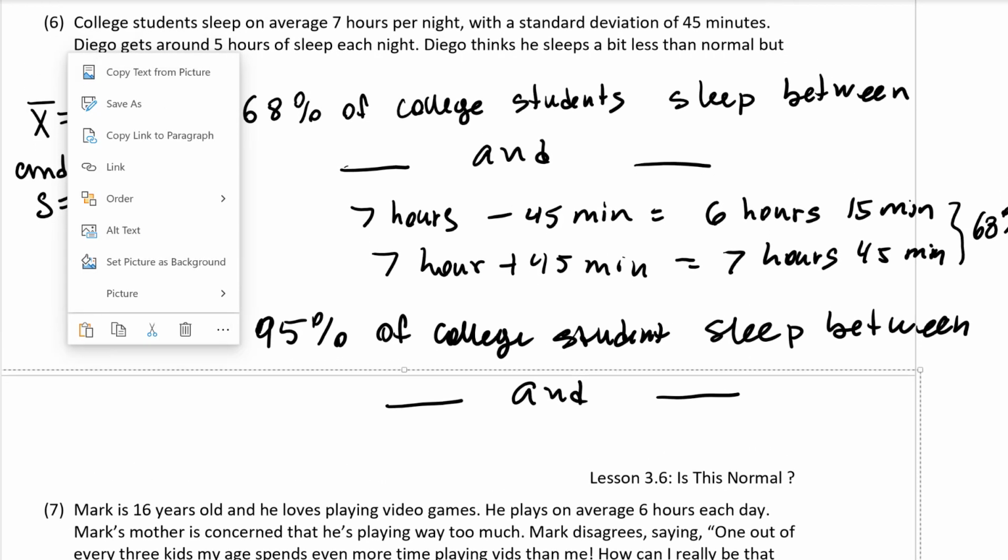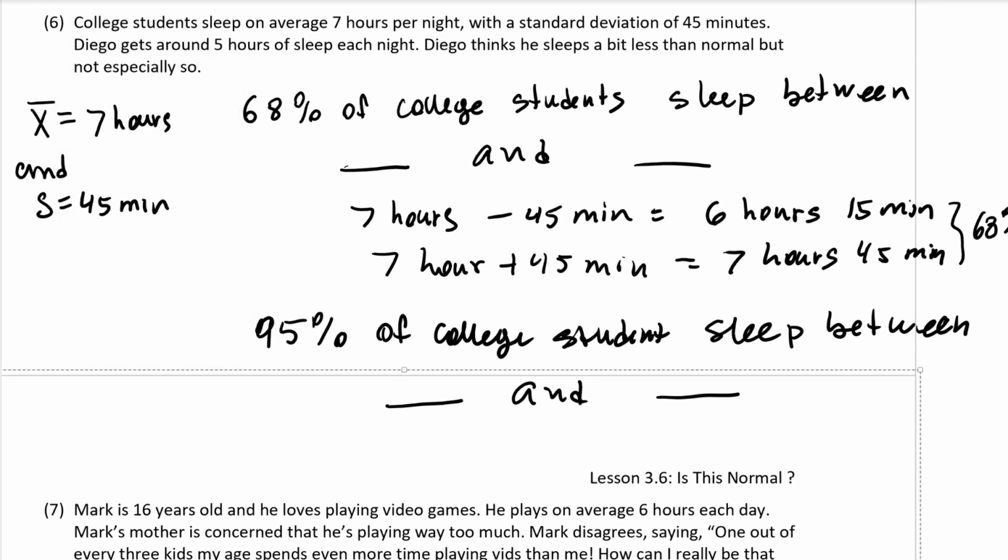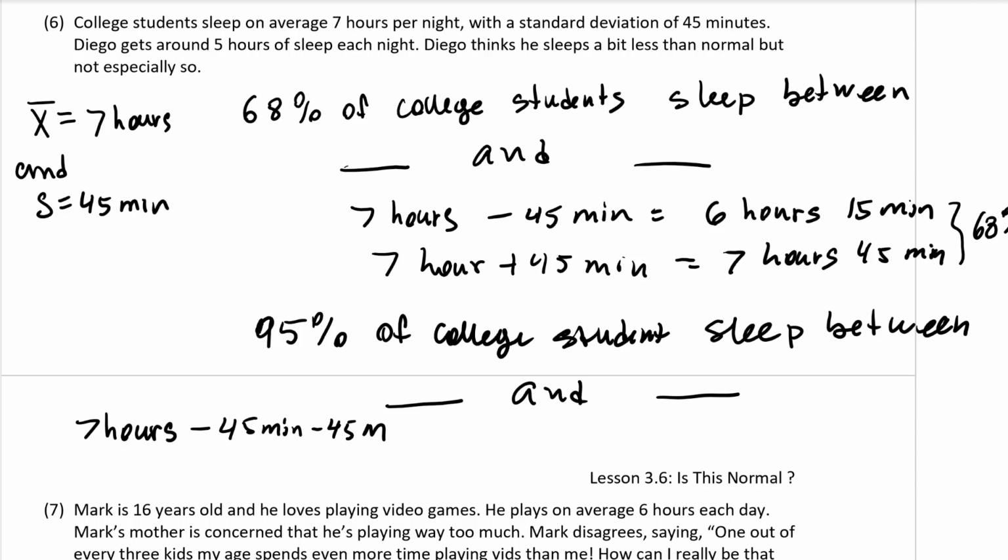So 95%. How are we going to do this? We need to subtract 45 twice. We can do it right from the beginning, just as practice. So you subtract 45 twice, which means you're subtracting 90 minutes, correct? 90 minutes is 1 hour and a half, so 1 hour and 30 minutes. If you subtract this, you're going to get 5 hours and 30 minutes.